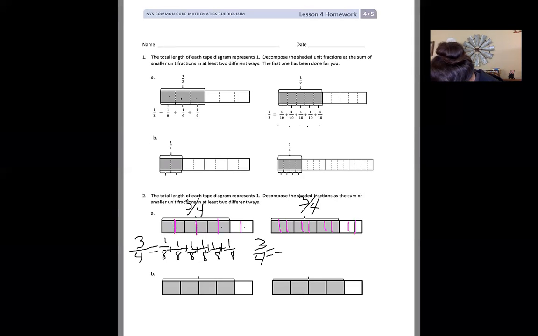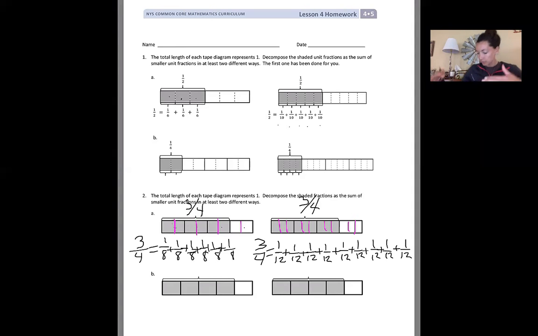3, 6, 9, 12. So our denominator becomes 12. It's going to be 1/12 plus 1/12 plus 1/12, and I just keep on going nine different times. 1, 2, 3, 4, 5, 6, 7, 8, 9. Let's make sure that's actually 12. Okay. So the denominator is 12 parts. I have nine of those shaded in. 9 out of 12 is equivalent to 3/4. Okay, let's look at the next part.